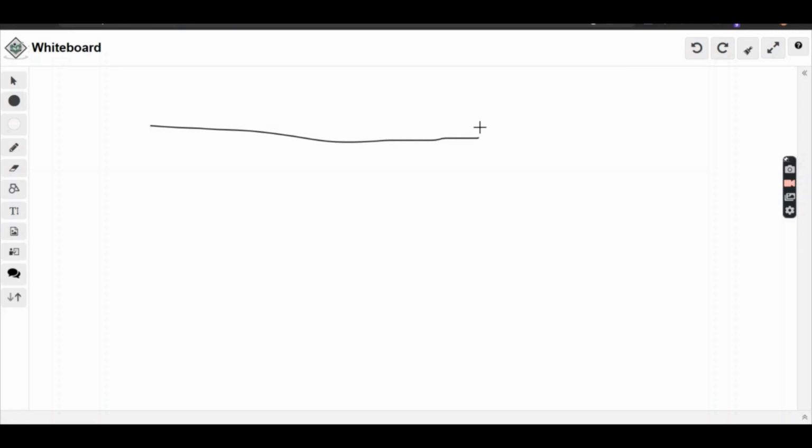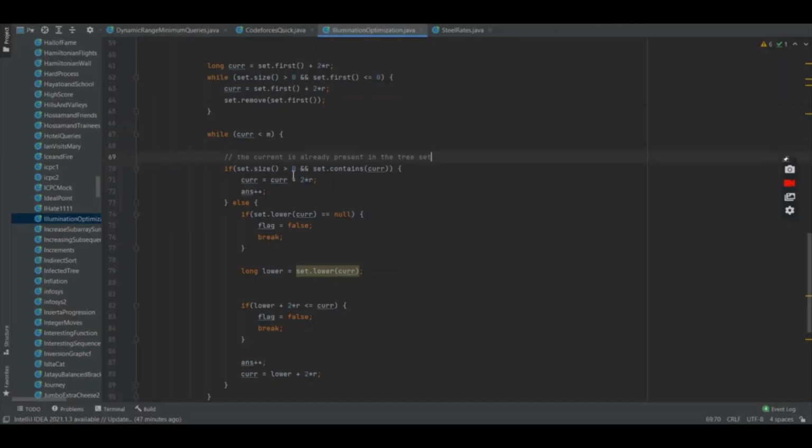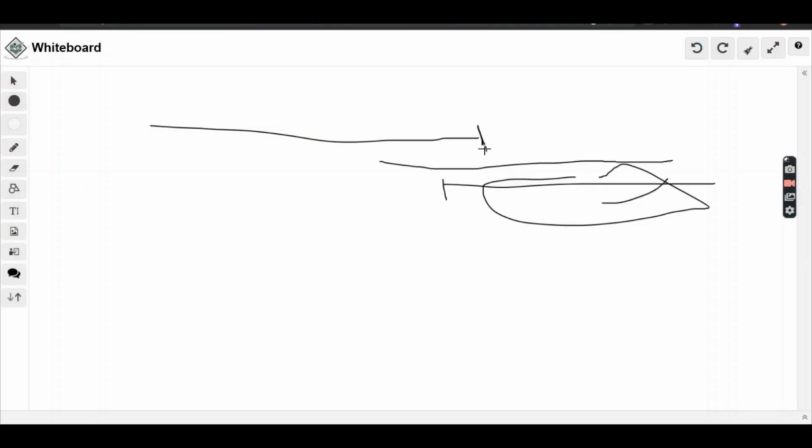So this is our current position, and we want to find the next starting position that is before this but closest to it. Suppose these are the two bulbs. We will take this bulb instead of this bulb, because this is closest to the current, and this will give us the minimum answer. So this first case is when the current is already present in the tree set. That means there is another bulb that starts at this position where the last bulb ended. So we are definitely going to take that.